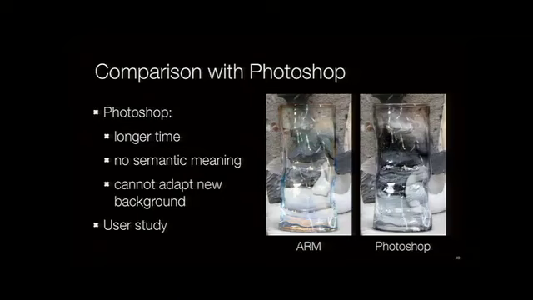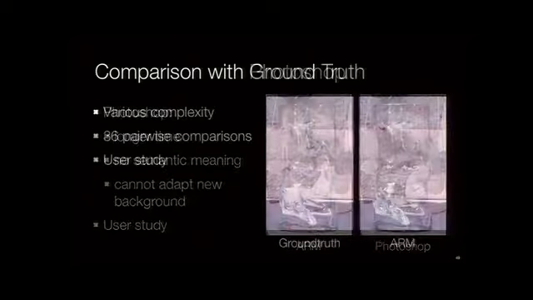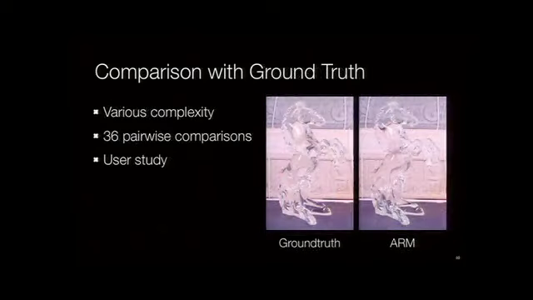Our composite is also more preferable in the user study. We also compare our composite against ground truth. Objects with various complexity are tested. And in general, users cannot find a significant difference between the ground truth and our ARM composite. The details of the user study and other images used in this experiment can be found in the paper.